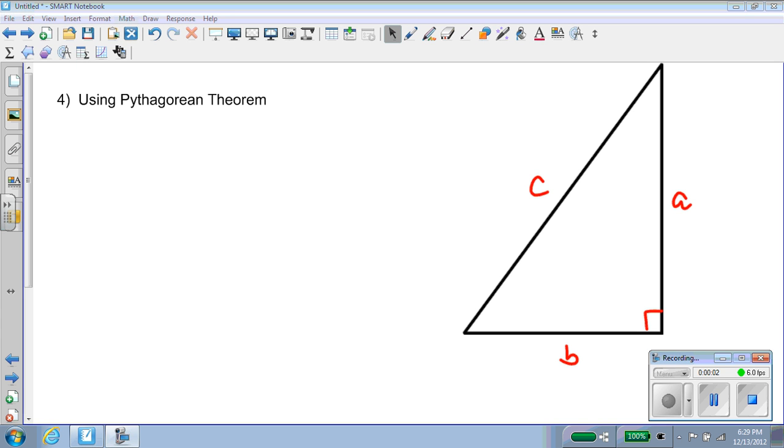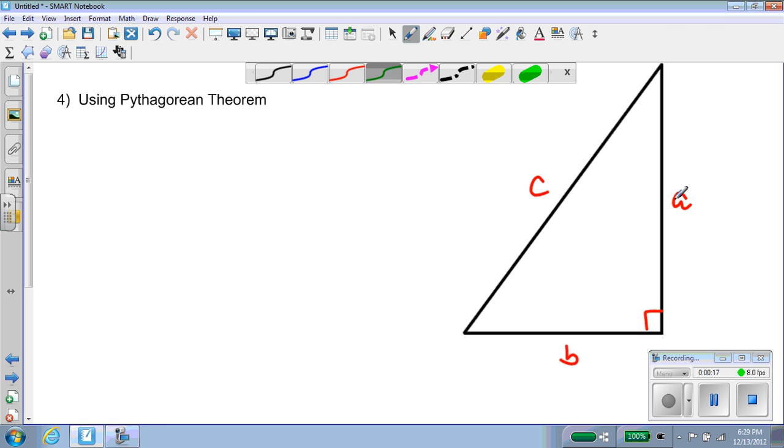I'm hoping you've all seen the Pythagorean theorem, but if not, I'm going to present it here just briefly. The Pythagorean theorem applies to right triangles. Those are triangles that have a right angle in them. And if you call the two sides that actually make the right angle A and B, the third side is called the hypotenuse, and we usually label it with the little letter C.